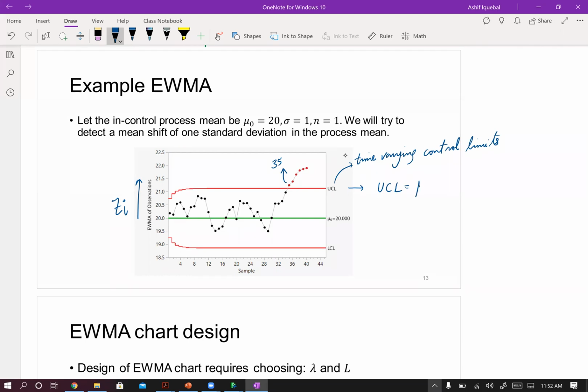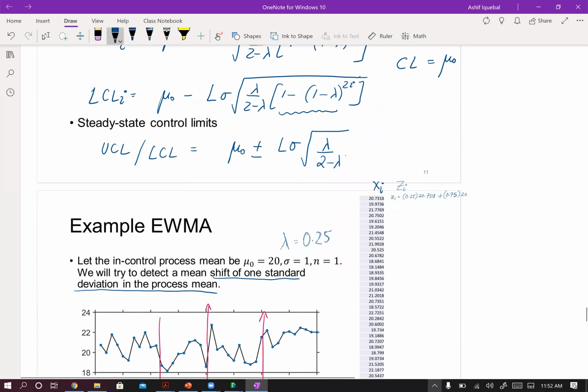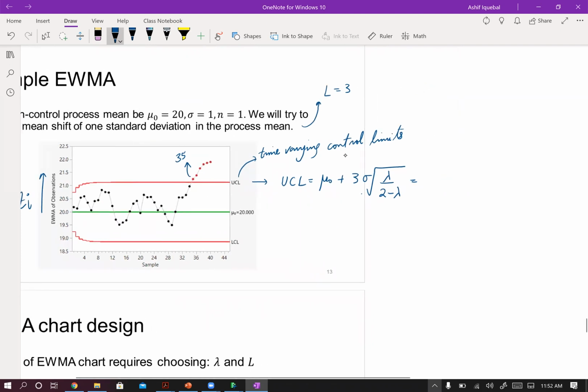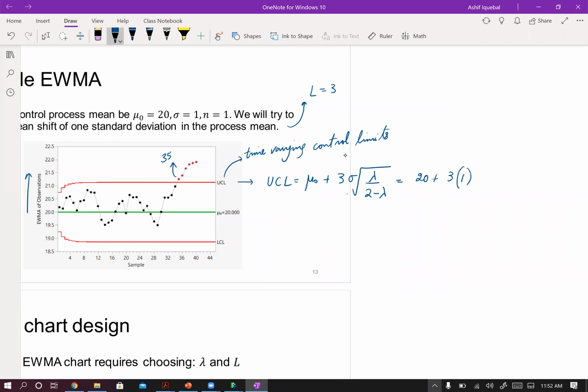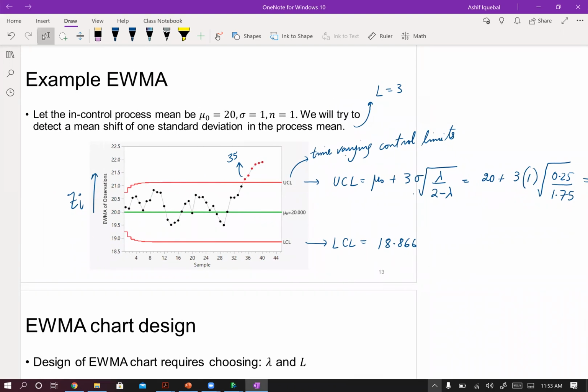Steady state UCL equals mu naught plus L, and in this case, another parameter was L, which is 3. I've just taken 3 in this case, times sigma square root of lambda divided by 2 minus lambda. This is the formula, right? So this is equal to 20 plus 3 times sigma, which is 1, times the square root of 0.25 over 2 minus 0.25, which is 1.75. If you calculate this, it is equal to 21.134. Similarly, your LCL is approximately 18.866. These are steady state values, when the control limits stabilized. So go back and you can calculate the time varying control limits as well.